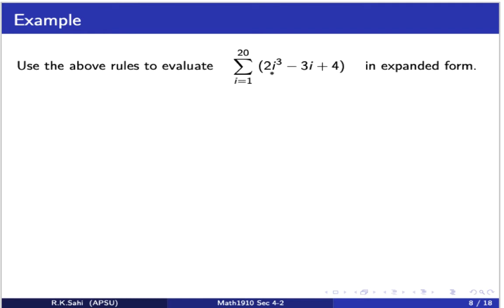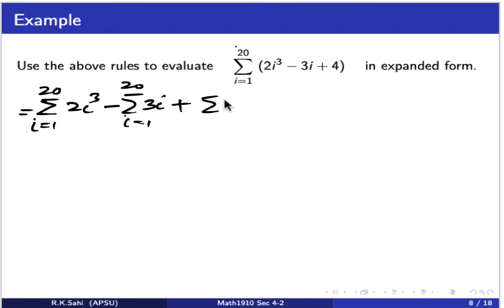The first thing is, because there are 3 terms in this expression, joined by a negative and a positive, we can pull them apart. So let's do that, with the upper limit 20. This is the summation from i equals 1 to 20 of 2i cubed, minus the summation of 3i from 1 to 20, plus the summation of 4 from 1 to 20.